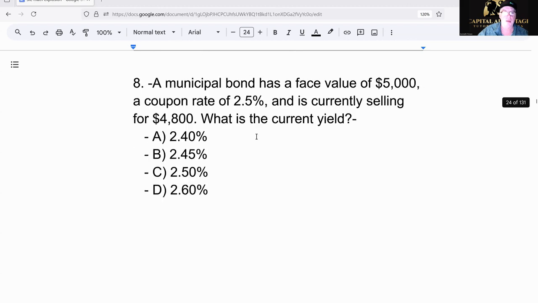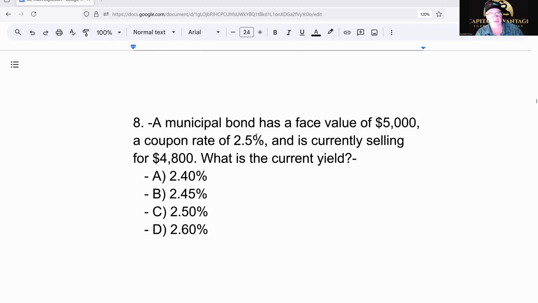And muni bond is the face value of $5,000. We're back to that. 2.5% equals 125, divided by 4,800 is 2.60. Boom, letter D. I tricked you. You thought it was going to be A or B. So again, all we're doing is 5,000 times the coupon, and then whatever that is divided by what we paid.